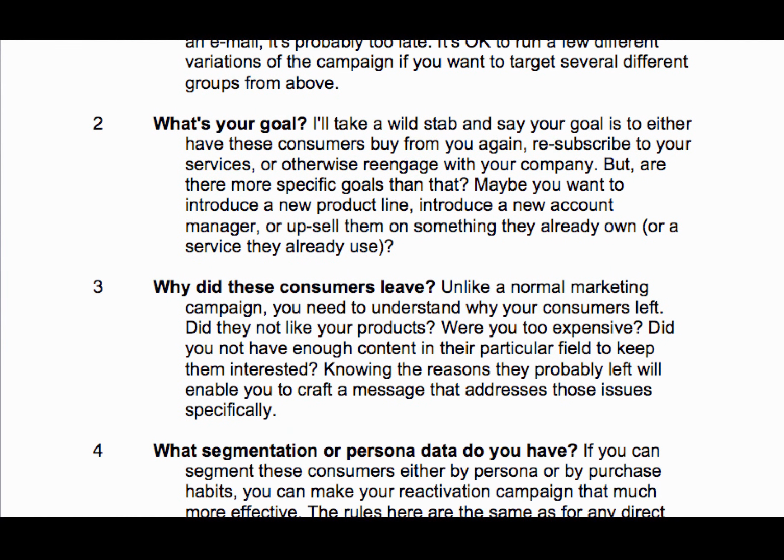You also need to know what your goal is. Step 2 is, are you looking to get them to buy from you again, to resubscribe to your newsletter, or just generally re-engage with your company? There are more specific goals, but you want to understand what it is that you're trying to accomplish by reintroducing your business to them. Are you trying to sell a new product line, introduce somebody new in your business, or basically upsell them to something that they already own? Those are the things you need to keep in mind when you're setting up your goals for the campaign. What is it exactly you're trying to do for these people?